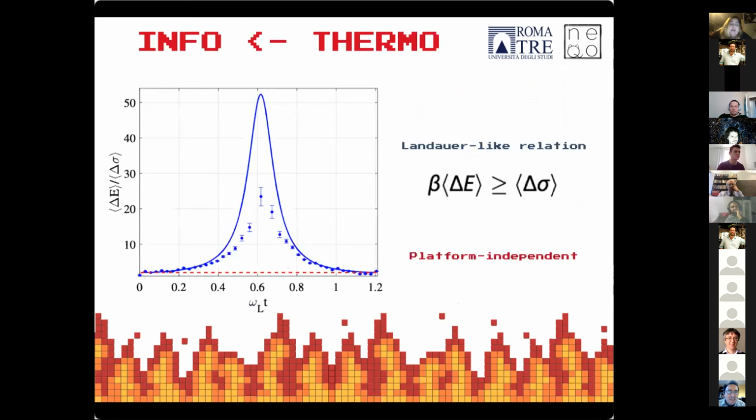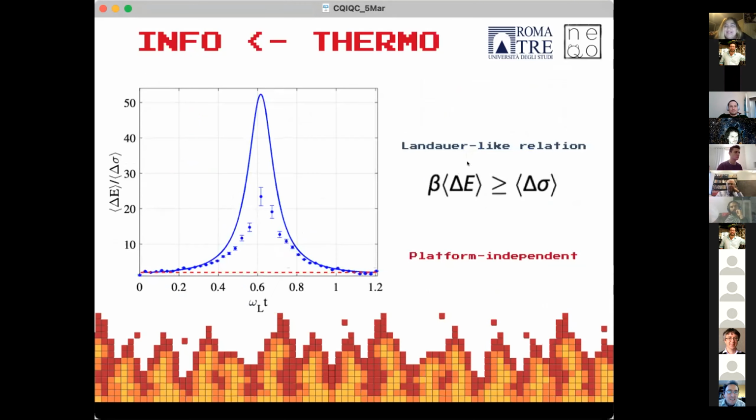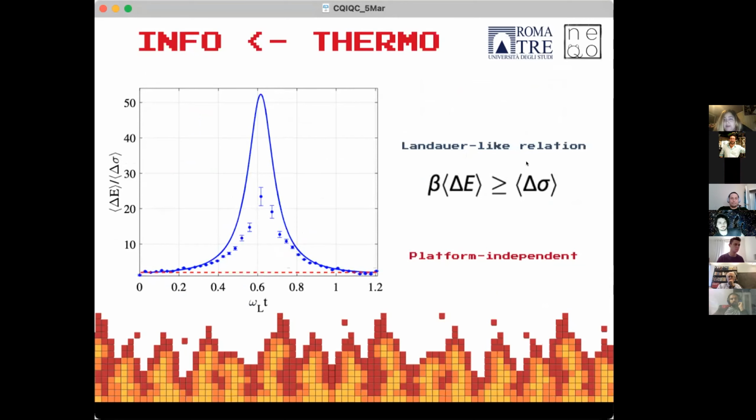The last thing I want to discuss, the last results of this paper, was this. Once you have your energy and entropy moments, you can relate them, obtaining a Landauer-like relation like this one, which you see here reported. On the y-axis, you have the ratio between the energy and the entropy produced. And here you have always your interaction time. You can see that the red dashed curve is just 1 over beta, which is the minimum you can do. The blue curve is the theoretical one.